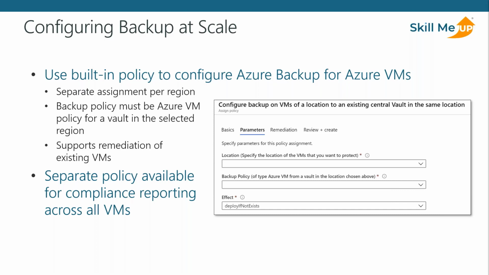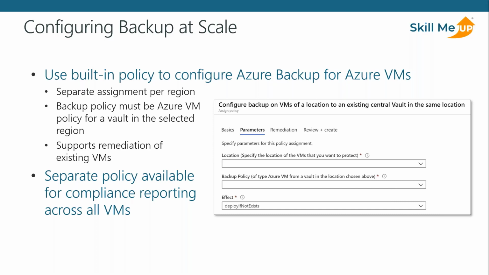Why is that useful? The reason is the one that enables the backup, the one that enforces backup, that policy has to be assigned per region. So that's a separate policy assignment for each region, which means you don't get a compliance report from that first policy that's an all-up view across all of your regions. Whereas the second policy, because it's not trying to enforce anything, it can actually cover all of your regions and give you an all-up compliance report. So that's where the second one is useful.